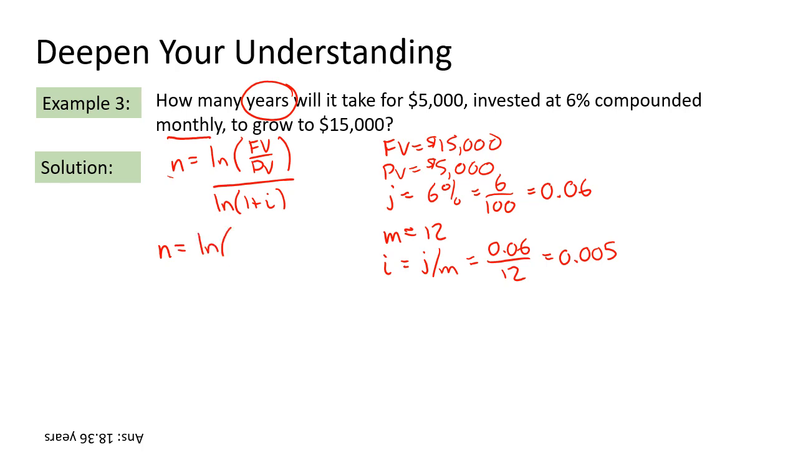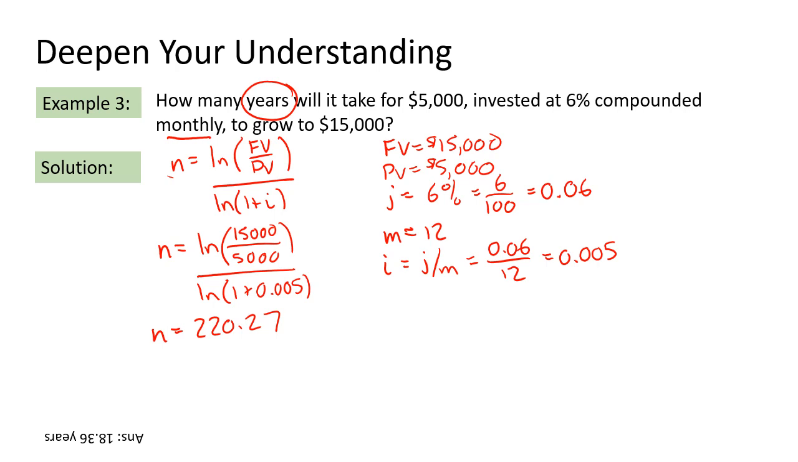n is equal to the ln of 15,000 divided by 5,000, divided by the ln of 1 plus 0.005. If you calculate that value out, remember ln of 15,000 divided by 5,000, and that's divided by the ln of 1.005, you get a value for n of 220.27. So remember, that's the total number of compounding periods.